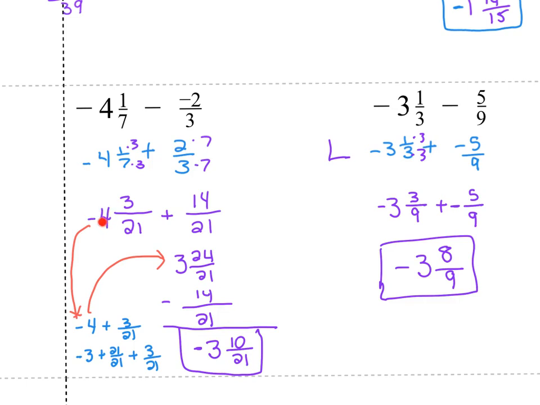So we borrowed 1 from here so we could have a bigger numerator. So 24 minus 14 is 10, and then 3 minus nothing is 3. My denominator stayed the same, and this was negative. All right, again, that's pretty tricky, but you have to remember like denominators and use those integer rules.